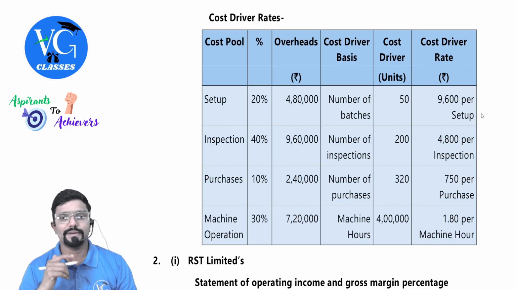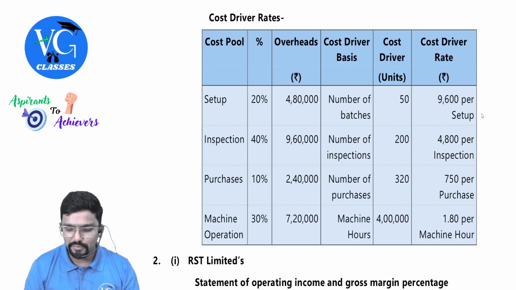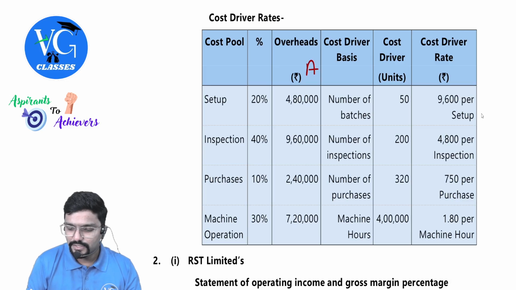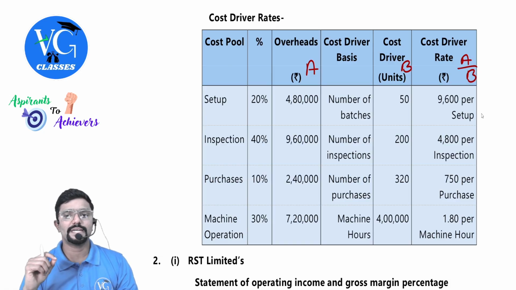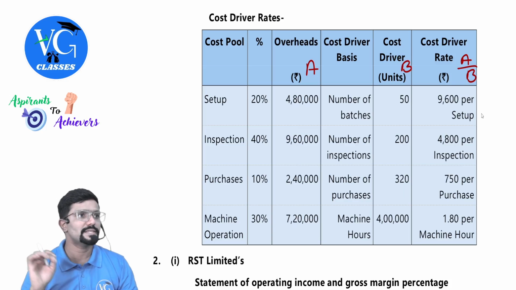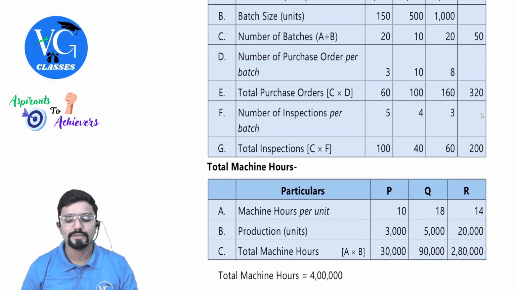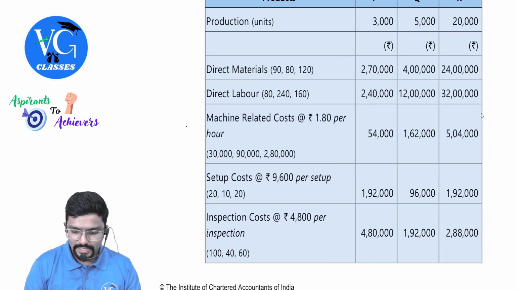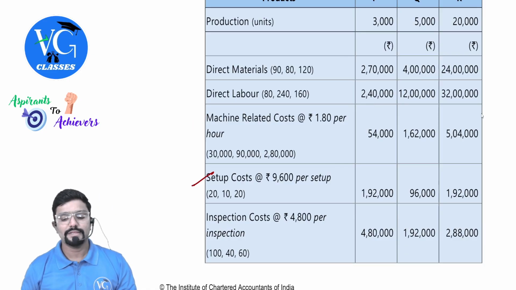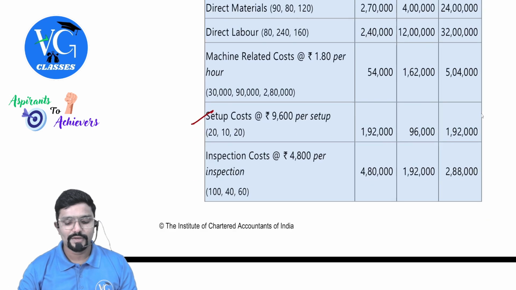Okay? Yes. Cost driver rate. Divide each other. You can also give a notation. This is A. This is B. So this would be A by B. For setup, it is 9,600 per setup. Machine related cost of setup. Setup cost 9,600 per setup for each one.